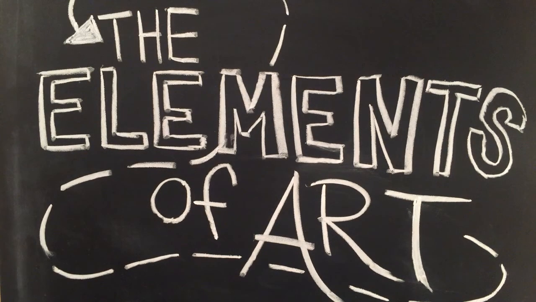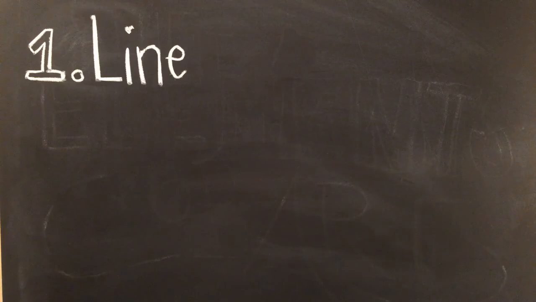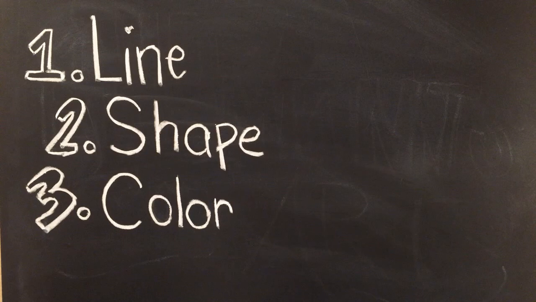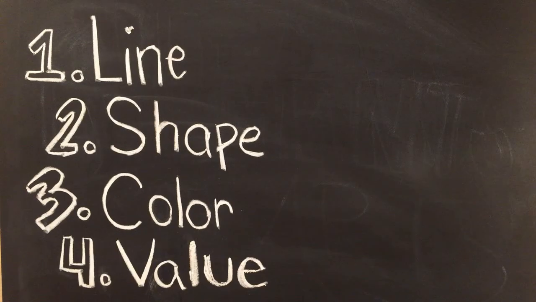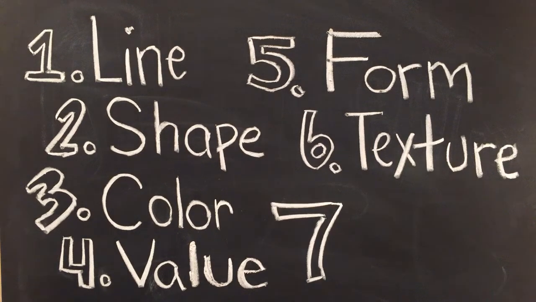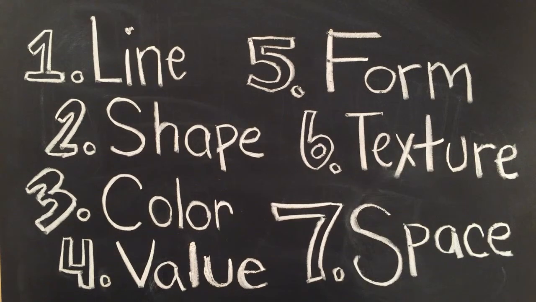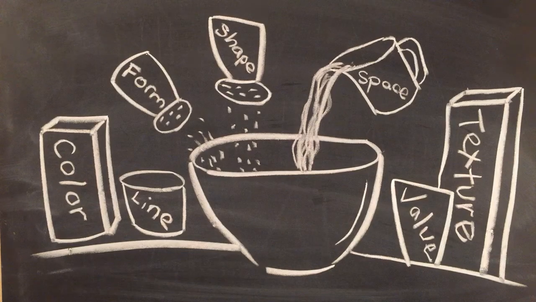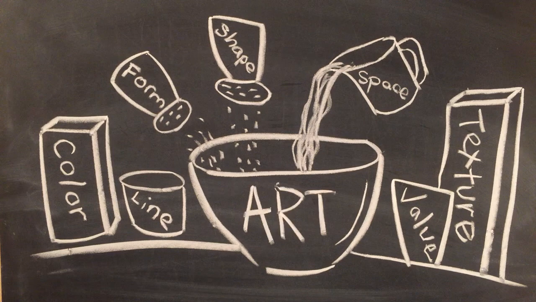The elements of art. There are 7 elements of art that artists use every time they create a drawing, painting, or sculpture. These elements are line, shape, color, value, form, texture, and space. The elements of art are like the ingredients necessary to cook up a successful artwork. You might not need them all at once, but they're all important.